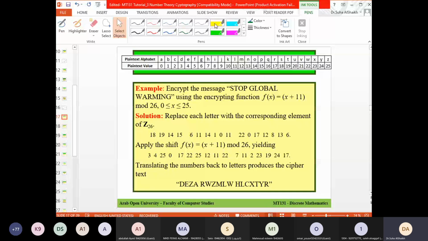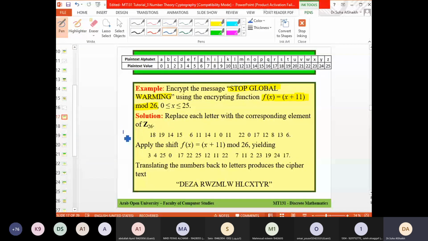Now here we have this example. As you can see, check the function. إيش قاعد تسوي الفانكشن? What does the function do? Add how much? قاعد أضيف 11. شايفين إن not all the time it's 3. Depend on the question they are giving to me. They want me to encrypt this message, stop global warming, using this function. So I keep on adding 11.